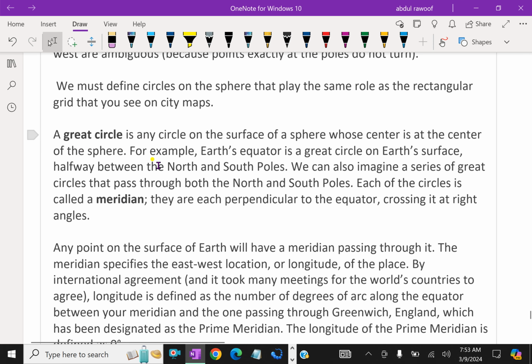A great circle is any circle on the surface of the sphere whose center is at the center of the sphere. That's called a great circle. For example, Earth's equator is a great circle on Earth's surface halfway between the north and south poles. We can also imagine a series of great circles that pass through both the north and south poles. Each of the circles is called a meridian. They are each perpendicular to the equator, crossing it at right angles.